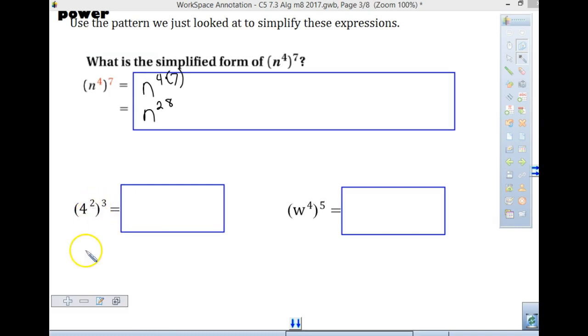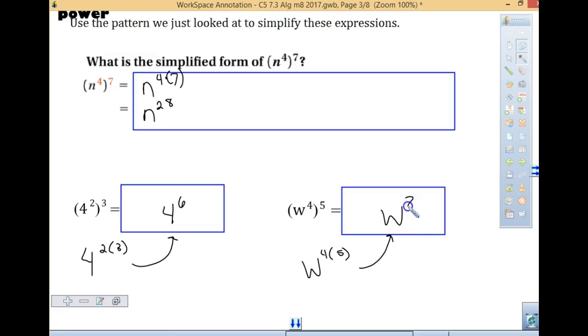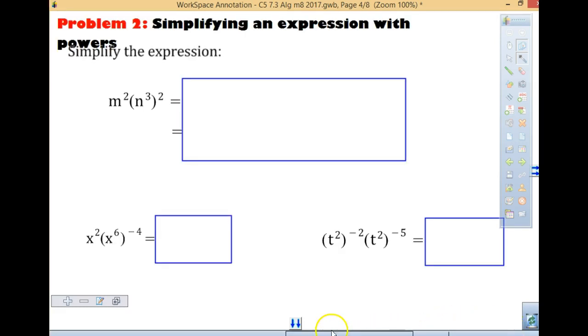So in this one, if we are showing our work, we're going to put 4 to the 2 times 3. That's going to give us 4 to the 6th power. We're going to leave our answer as a power. If we are looking here, we have W to the 4 times 5. That's going to give us W to the 20. Not hard stuff, but they don't stay this simple, right? They get ugly, just like yesterday's question number 9 and 10 that you guys had questions on.